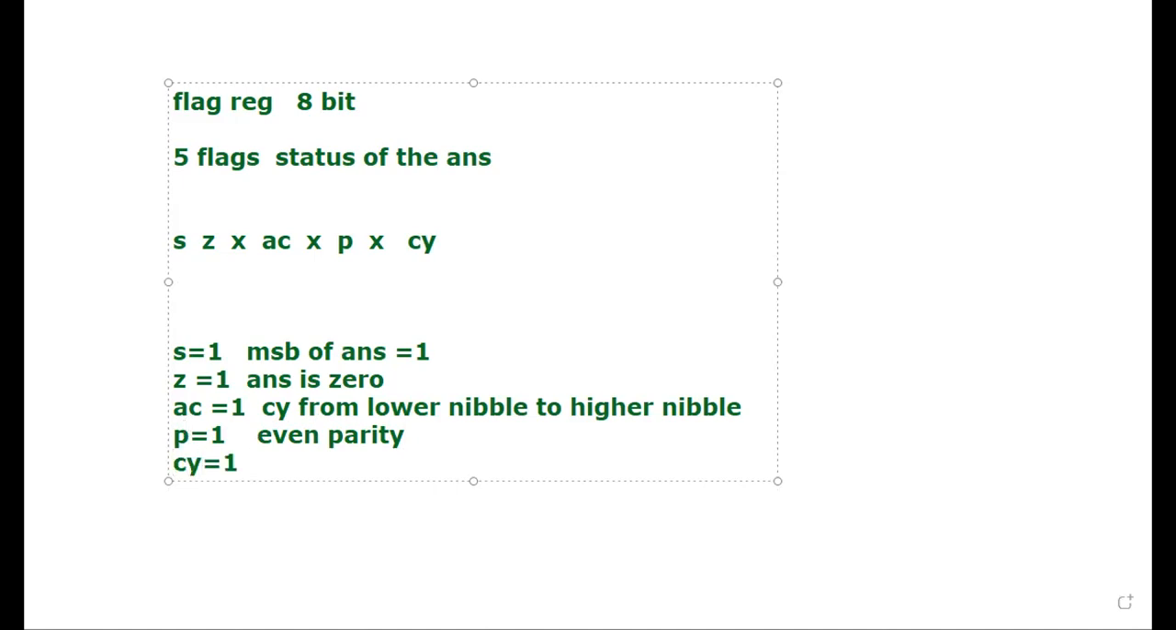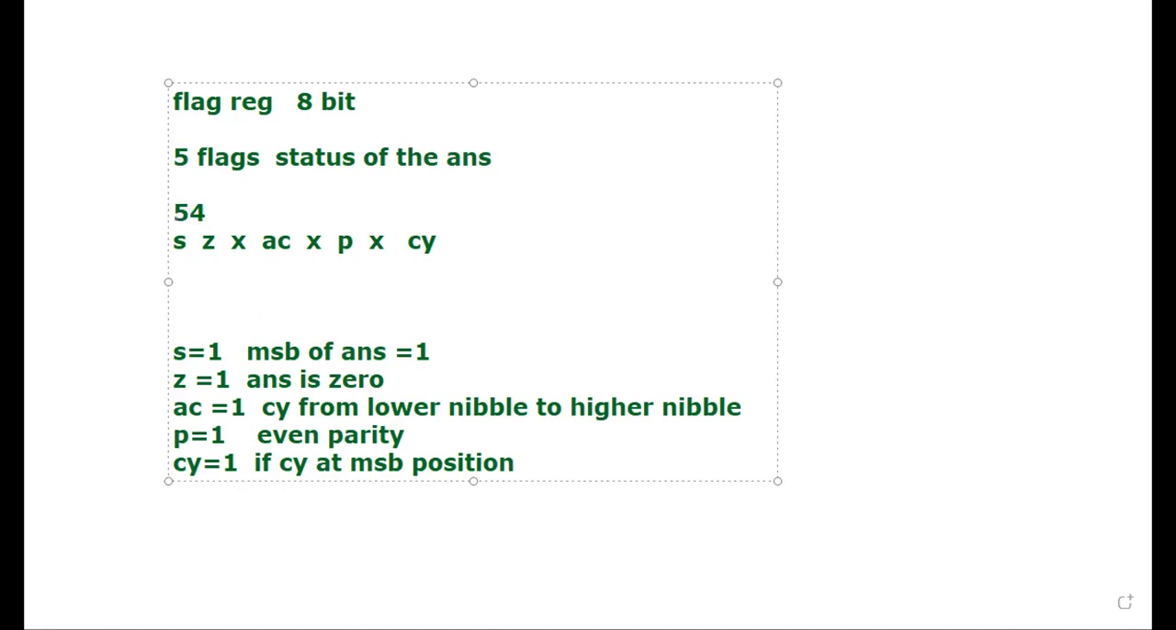Carry flag is 1 if there is a carry at the MSB position. If there is a carry at the MSB position, then the carry flag will be 1. Otherwise, it will be 0. Is it understood so far? Yes. Okay, so suppose they ask you to interpret, if the flag register is 54, interpret its meaning.